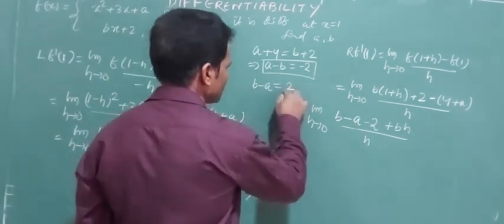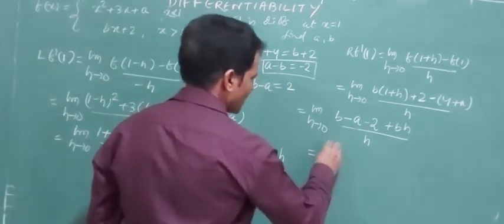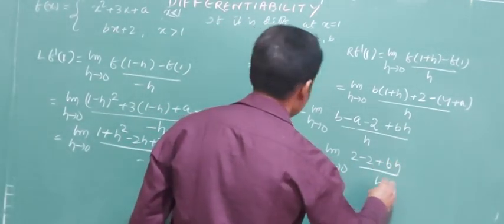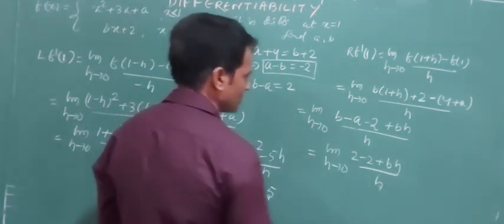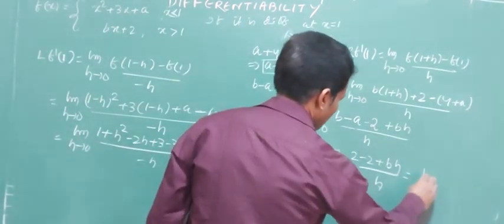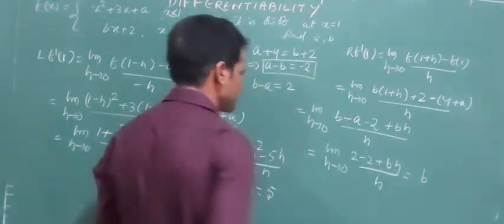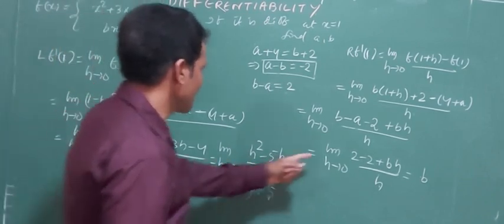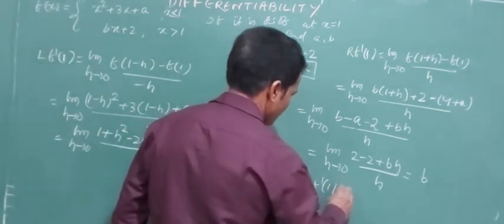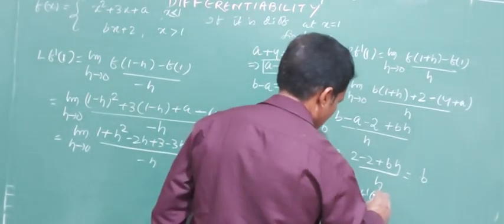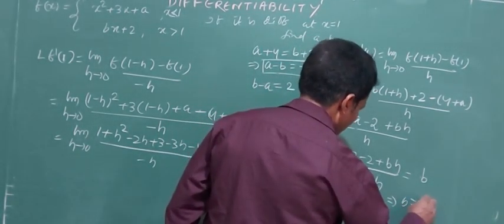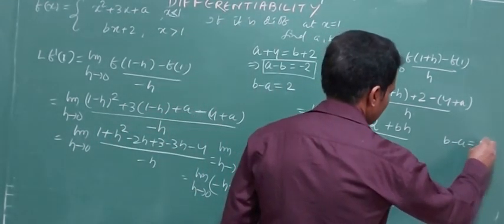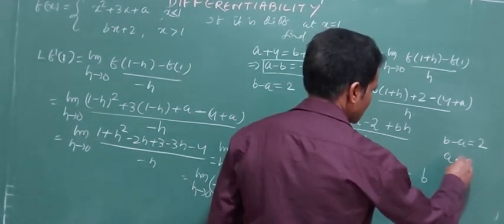Replace b minus a by 2. Limit h tends to 0, 2 minus 2 plus bh by h. Because I got this condition, I can replace it here. The 2 cancels out to 0, bh by h, b is left. So the right hand derivative is b. Left derivative at 1 equals right derivative at 1, so b is equals to 5. Since b minus a is equals to 2, a is equals to 3.